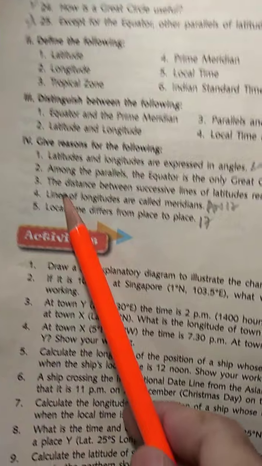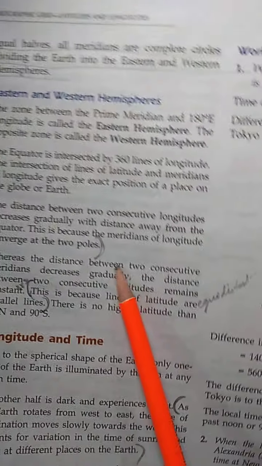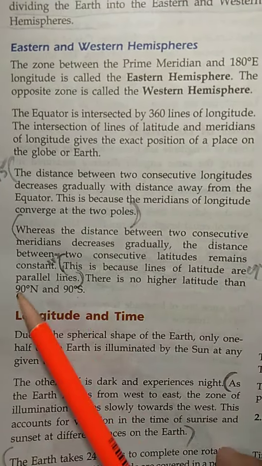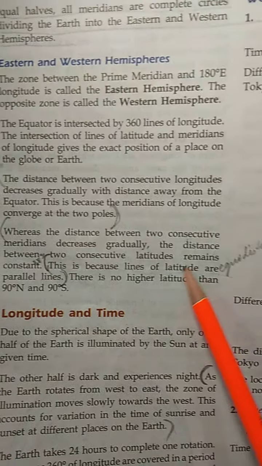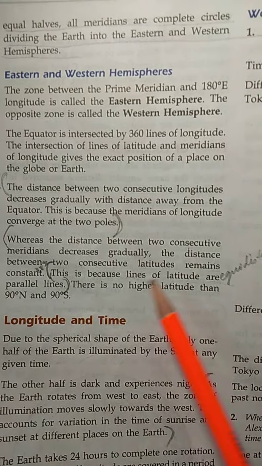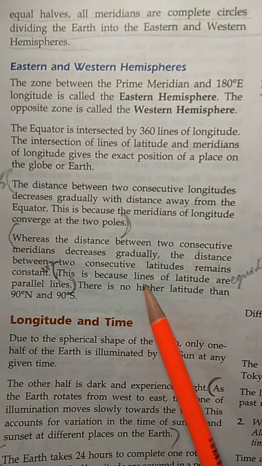Now the next question is, the distance between successive lines of latitudes remains constant. Now that is on page number 14. It is here. This is because lines of latitudes are parallel lines and they are also equidistant from each other. Remember, when I was discussing this chapter, I told you that you must mention that they are not only parallel to each other, but they are also equidistant from each other. So that is the answer to this question.